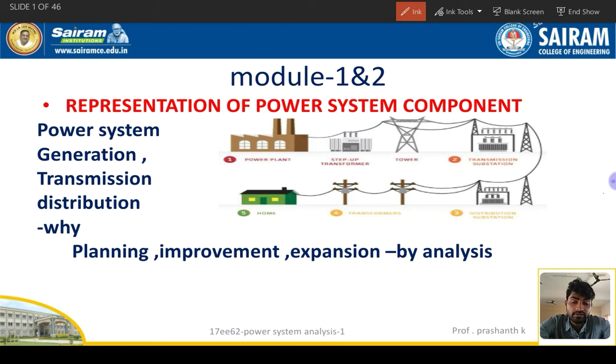We have a power system in 3 parts: power system 0, power system analysis 1, and power system analysis 2. Power system 0 we already studied in the third semester and fourth semester. In the third semester, power generation and economics. In the fourth semester, transmission and distribution of transmission line.